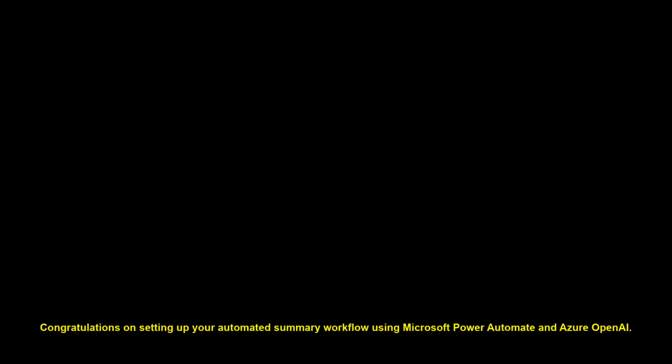To test the flow, trigger the initial event to see how it performs. Monitor the results in the run history to troubleshoot any issues if the flow does not work as expected. Congratulations on setting up your automated summary workflow using Microsoft Power Automate and Azure OpenAI.